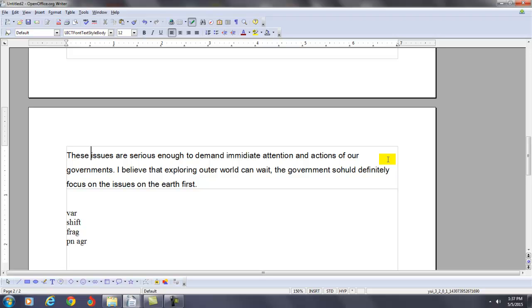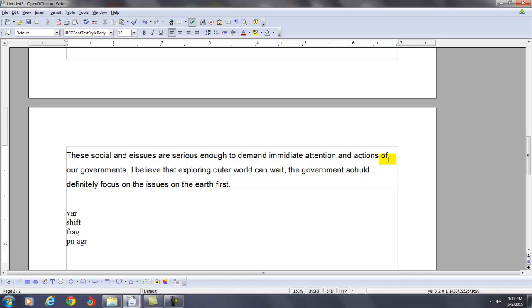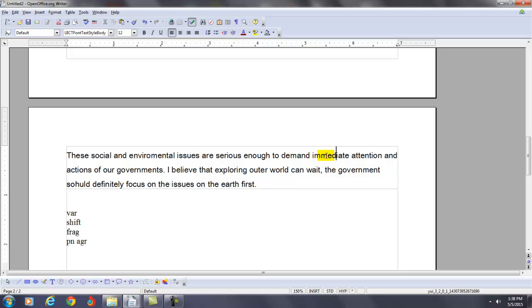I'm going to say here, and to restate the key points of your thesis here. So you have these social and environmental issues are serious enough to demand immediate attention and actions from our governments.